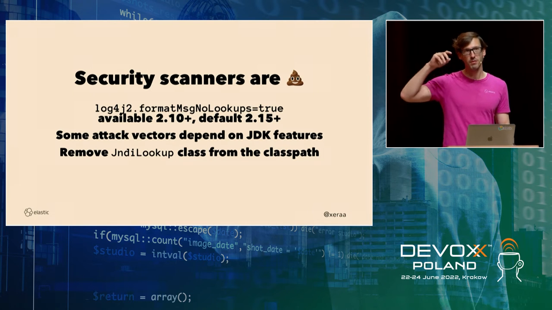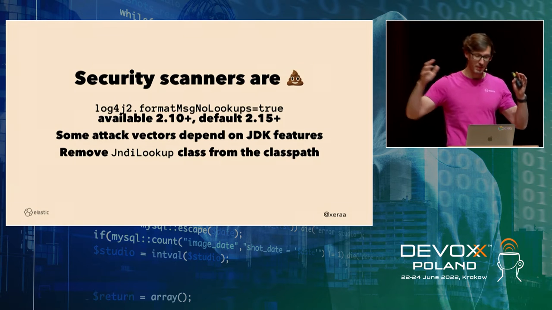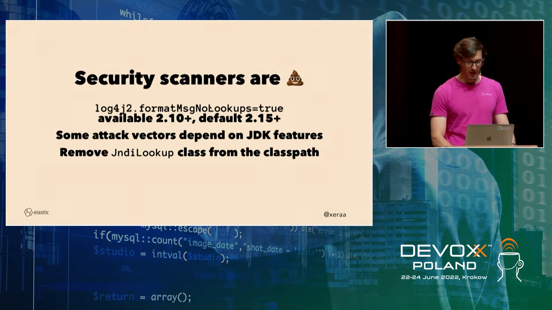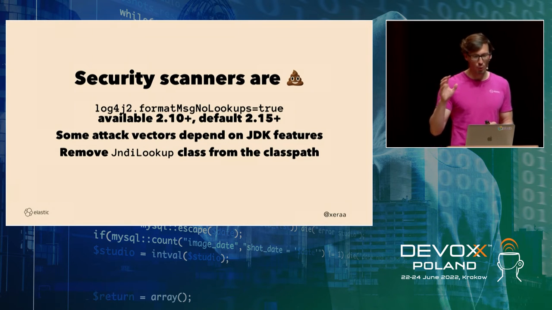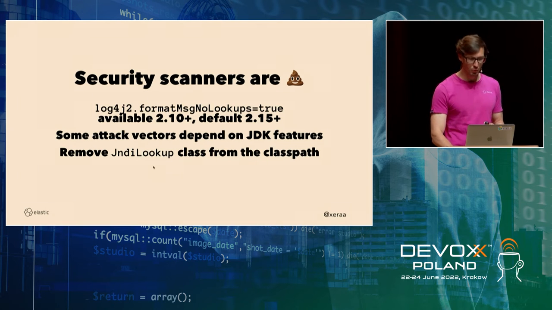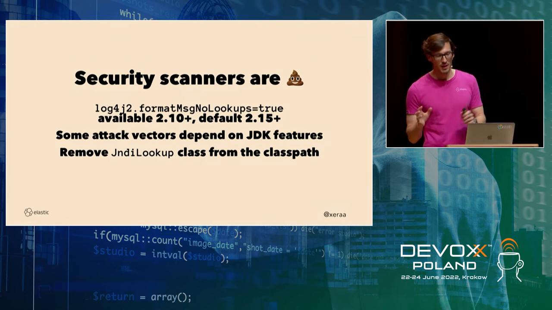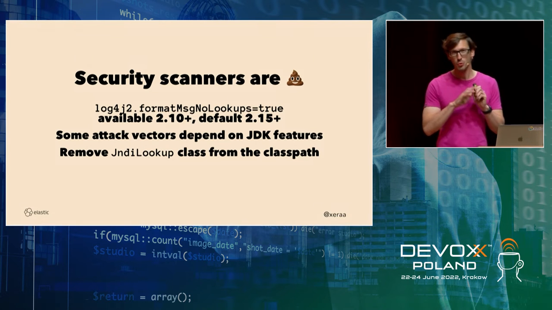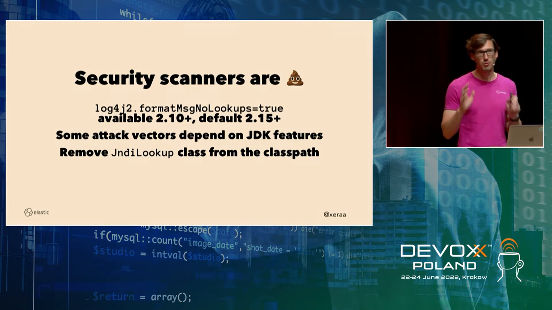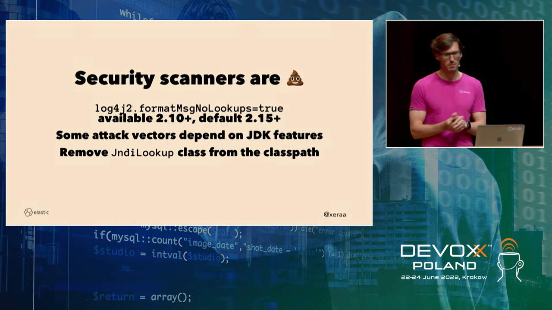They just check, do you have a vulnerable version of the library in your code base? And if that's a yes, then it will just say, like, you're vulnerable, even though you might have mitigated it by that. Some of the attack vectors also depend on specific JDK versions and their configurations. Or, for example, what some, including us, have been doing, you can just remove the JndiLookup class from the library. So you actually close the door for that attack vector. But most security scanners don't notice any of that, and they will just scream like you're vulnerable, even though you might not be. And then you need to have long discussions, which is a bit annoying.